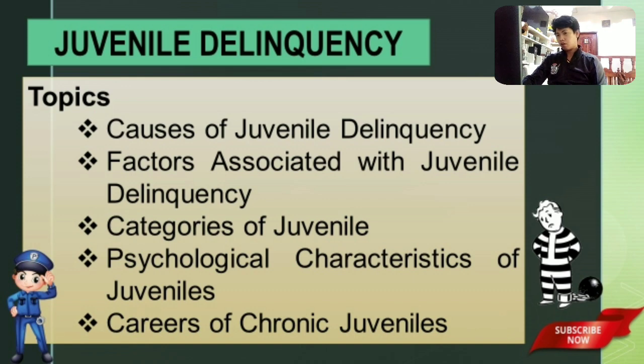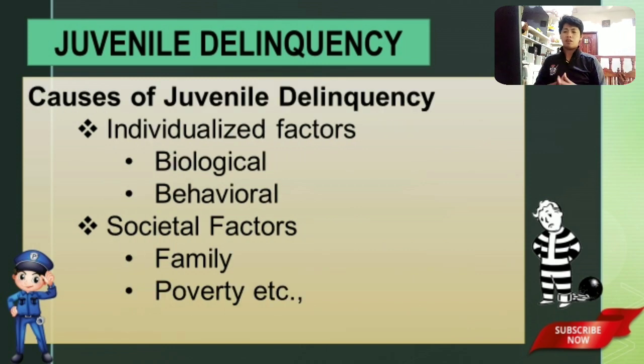I think we need to start. Okay, we start already. So the first topic that we will be covering will basically talk about the causes of juvenile delinquency. Anyway, pag pinag-usapan natin ang causes for juvenile delinquency, we can classify them roughly into two categories: individualized factors and societal factors. Kasi lahat naman ng mga sinasite natin, like for example biological, family and so on, can be categorized into two, to summarize it.